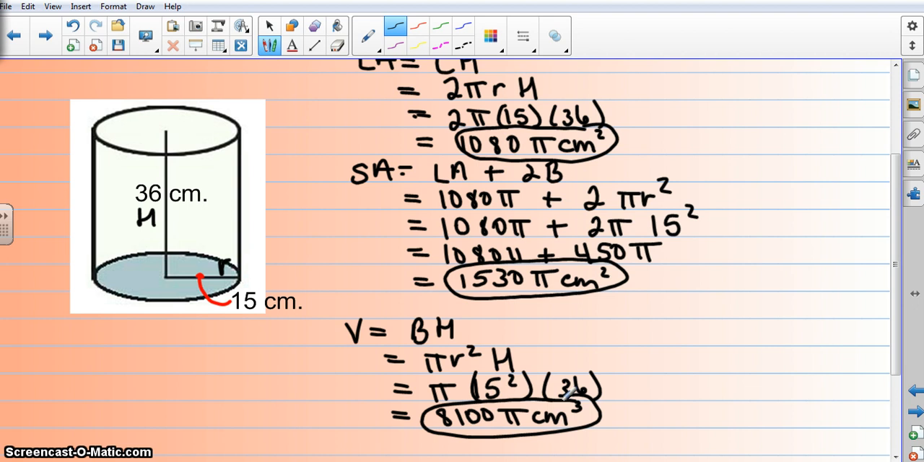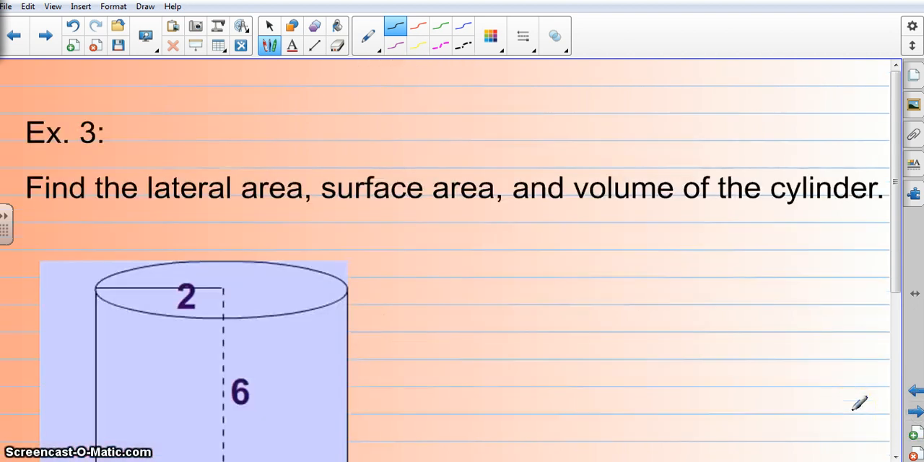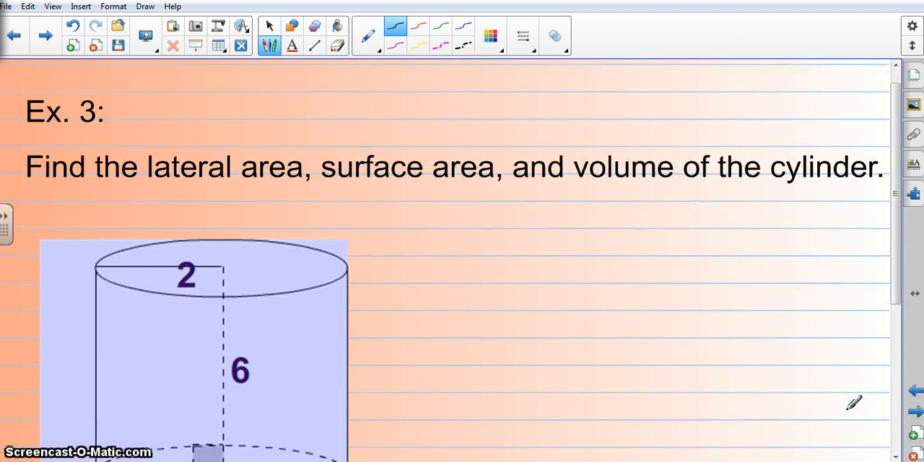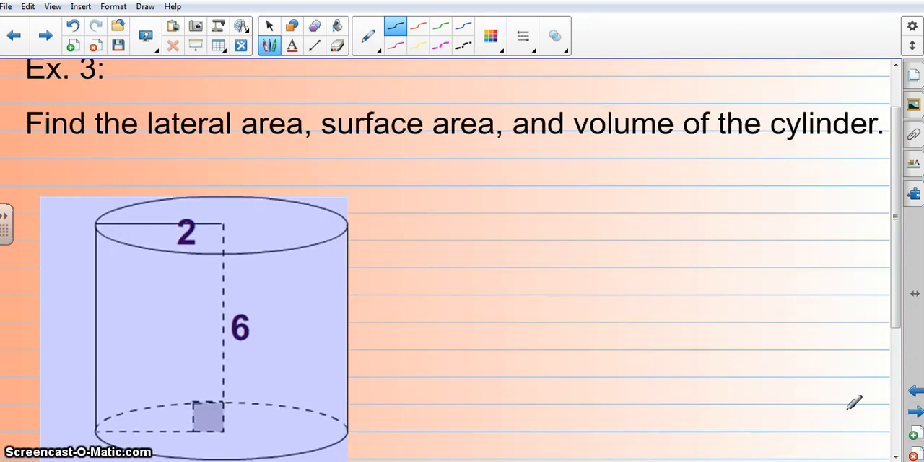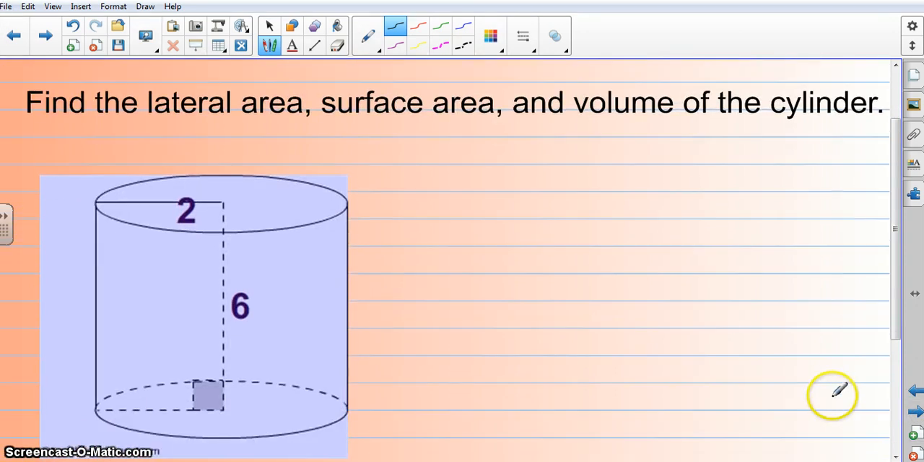Okay, we're going to go to example number 3. What I'd like you to do is to pause the video, do example number 3, and then go on and press play again and see if your solutions match my solutions. In number 3, we're going to have a radius of 2 and a height of 6, and we'll do this in just plain old units. Okay, so go ahead and find the lateral area, surface area, and volume.